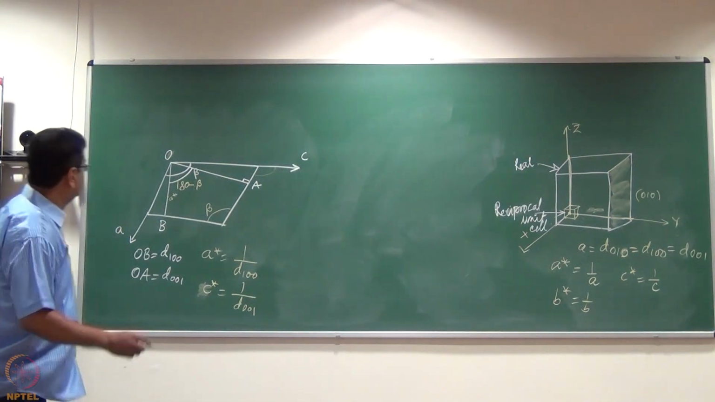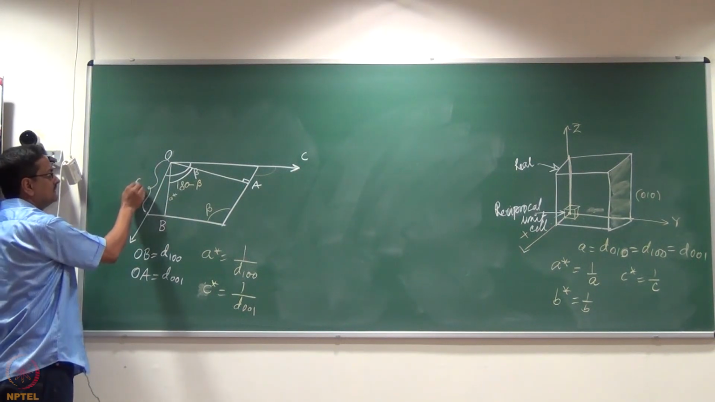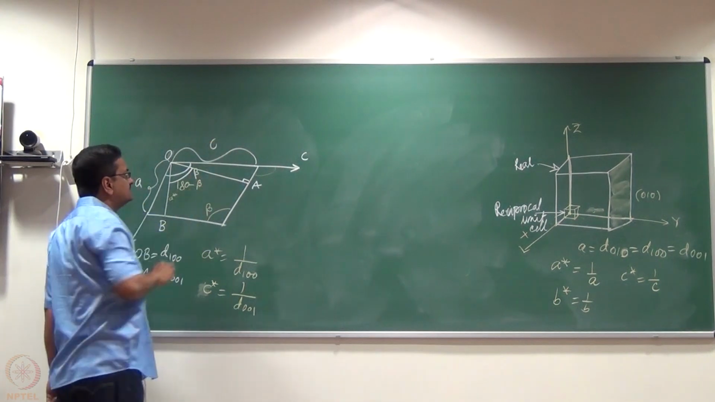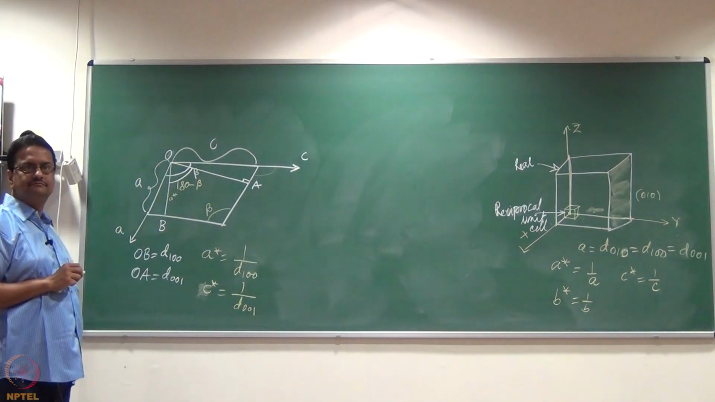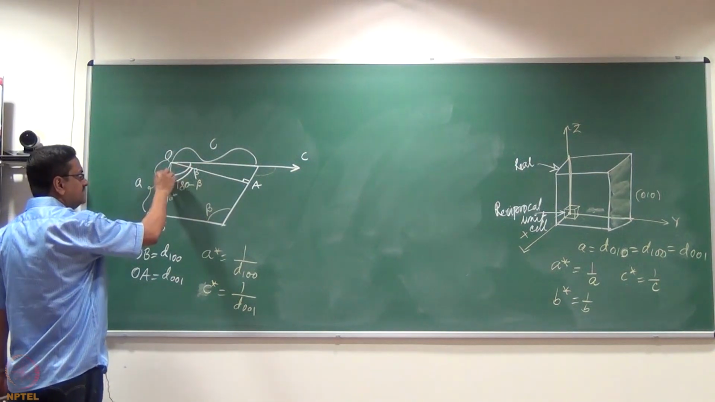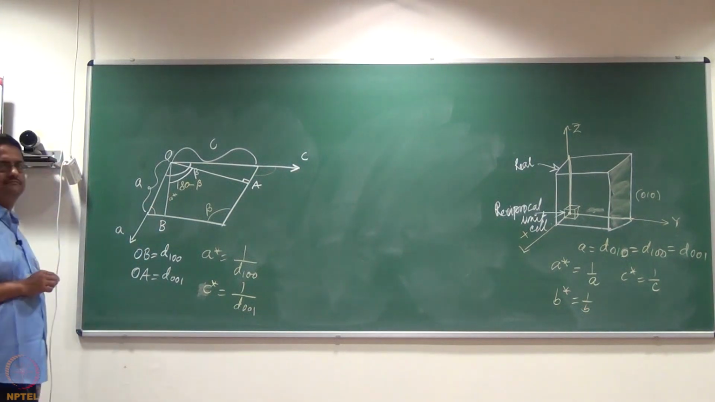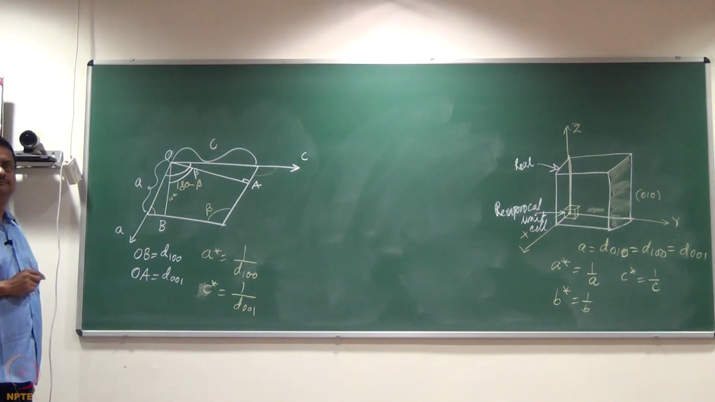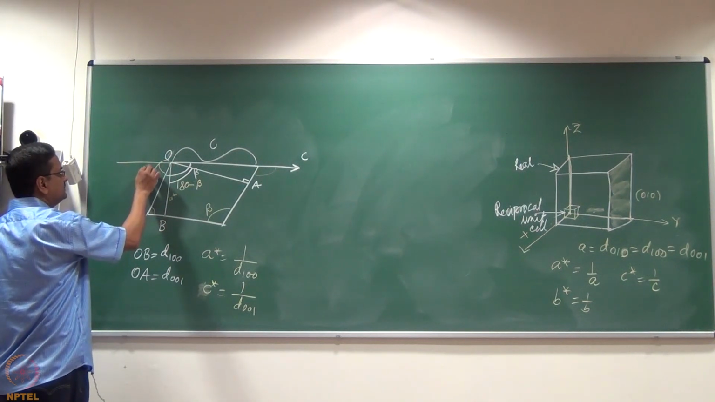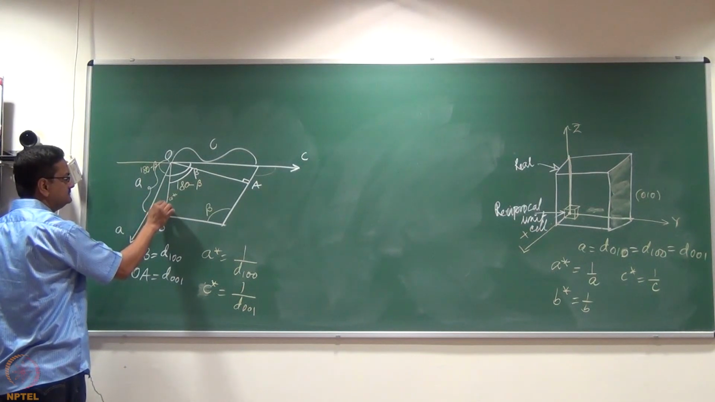This length is what? A. This length is C. If this angle is beta, what is this angle? If this is beta, this is 180 minus beta. So this is also 180 minus beta.